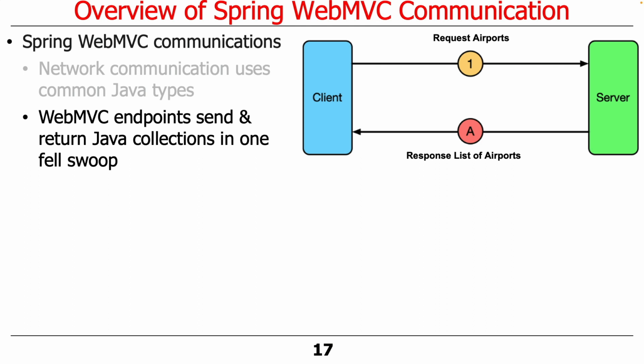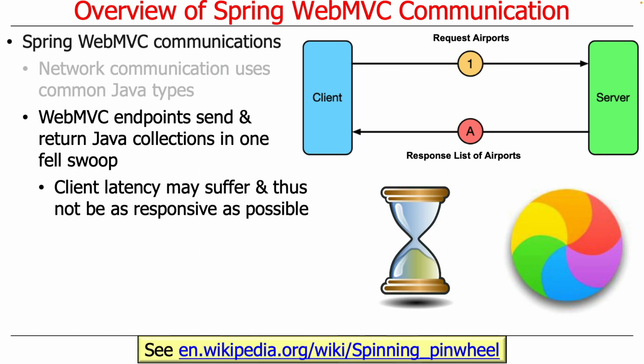The endpoints in SpringWebMVC can send and return Java collections in one fell swoop. Rather than having to make lots of individual calls for each element of the collection, you can send a request that includes a list. You can get a result back that includes a list. And you can see here when we get the list of airports, the client says, hey, server, give me a list of airports, and it gives you back a list of airports as one element, one collection.